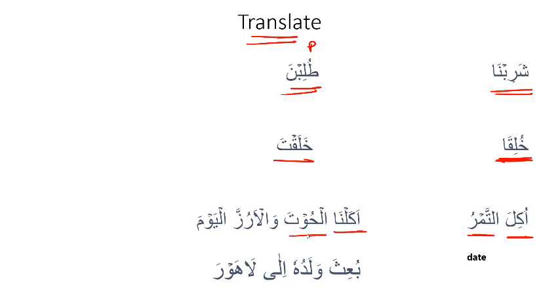Akalna al-huta. Al-hut is the fish. So we ate the fish. Wal aruzza. So and the rice al-yom today. Buitha means was sent, and this is passive form, so there is no subject. Who was sent? Waladuhu. So his boy was sent to Lahore.